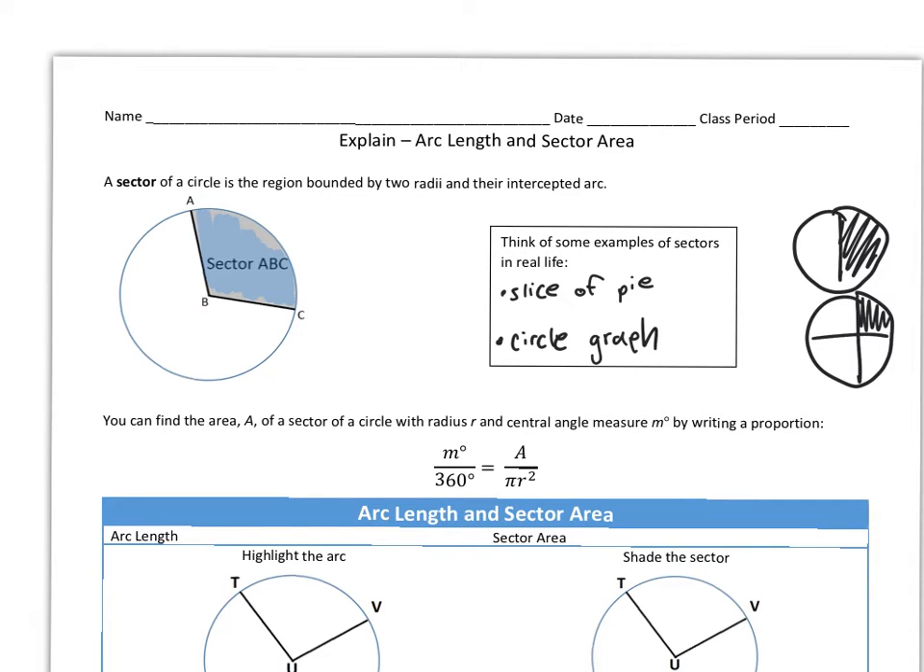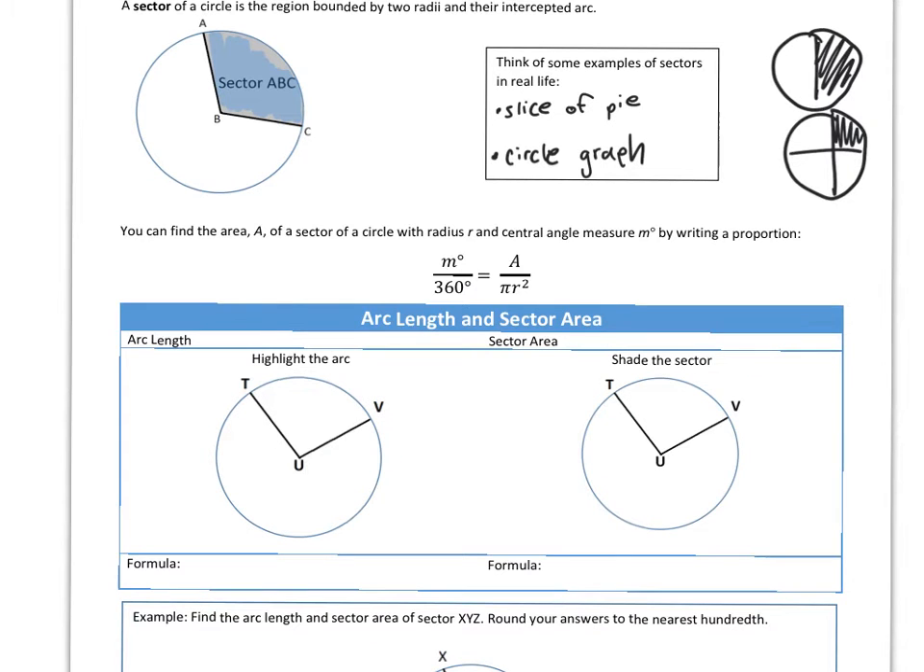For this activity, we want to be able to find the area of any size of a piece of a circle. So any slice of pie that you could possibly cut, as long as that pie is cut from the center of the circle. And the way we do that is using a proportion. What we do is we compare the measure of our central angle to 360 degrees for the entire circle.